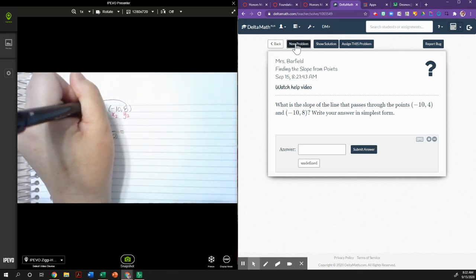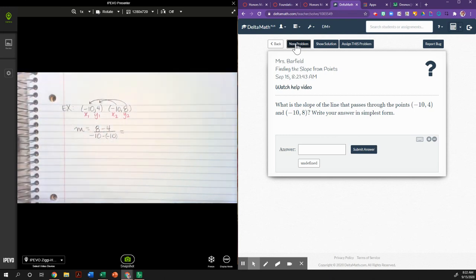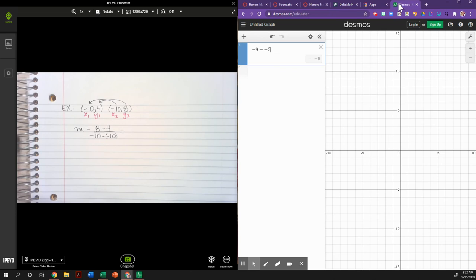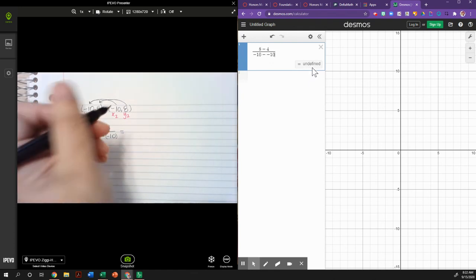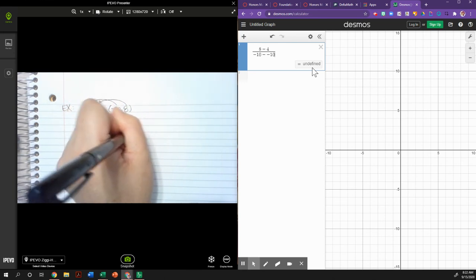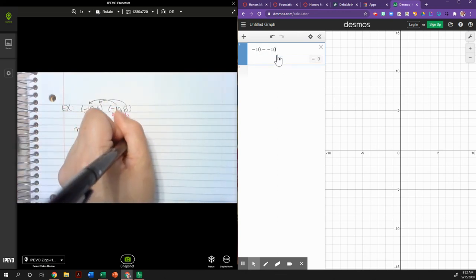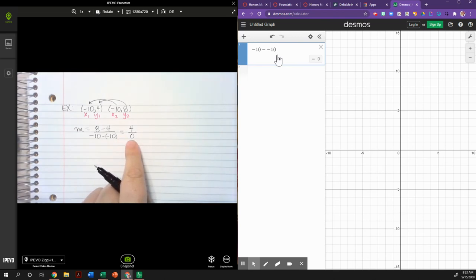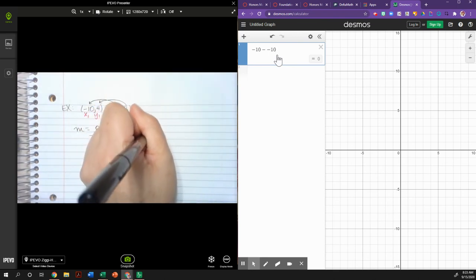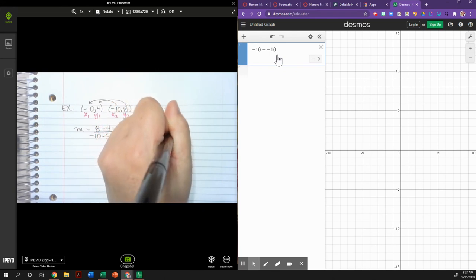So 8 minus 4, and then negative 10 minus negative 10. If I go over to Desmos, in the numerator I have 8 minus 4, and in the denominator negative 10 minus negative 10. We got undefined. Why did we get undefined? Because 8 minus 4 is 4, and if you're not sure, negative 10 minus negative 10 is 0. So when we get a 0 in the denominator, our slope is undefined.